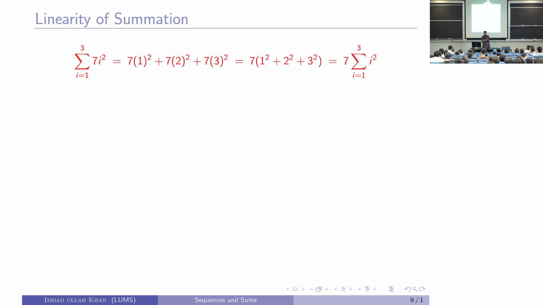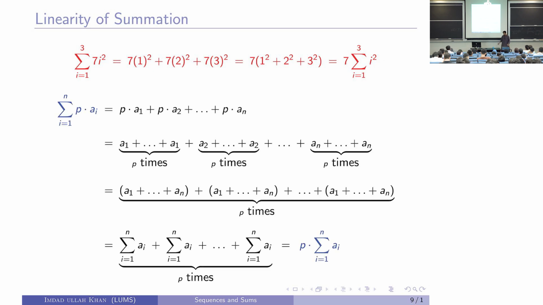7 times i squared summed is actually 7 times the quantity 1 squared plus 2 squared plus 3 squared. Earlier we saw this kind of translation from sequences to summation, from the general term to specific terms. Does everybody agree with this line, with all these equalities here? This is very simple common sense. So this is an example of the linearity of summation being applied here, right?